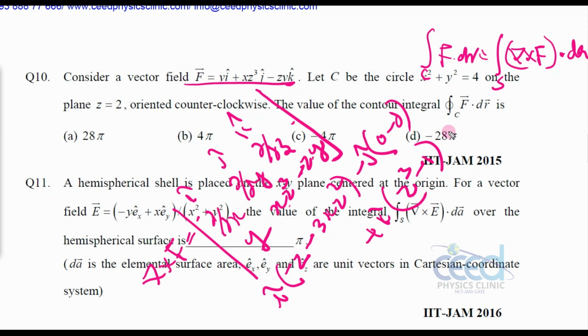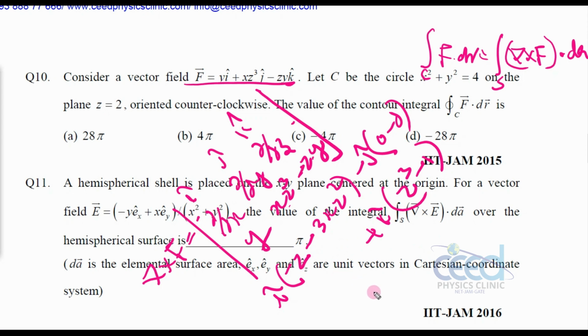Now once I know this del cross f, it is given that here z is equal to 2. The plane contains this circle, z is equal to 2, oriented counterclockwise, and we need the value of the contour integral. In the question it is given that z is equal to 2, so this circle is located at z is equal to 2. Let me draw the figure.